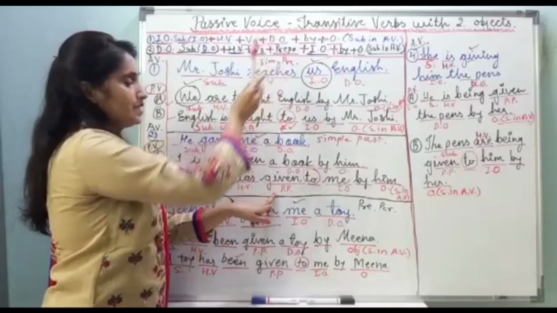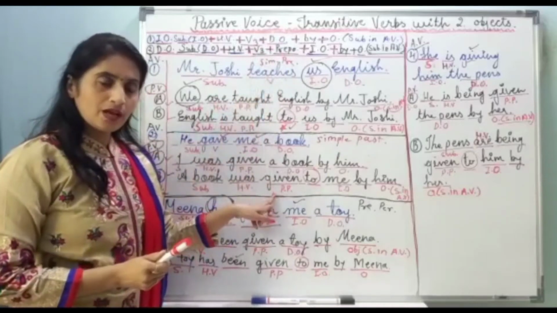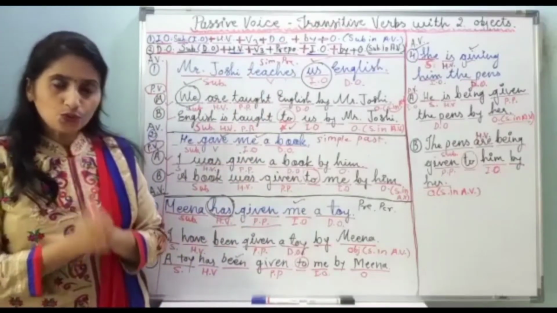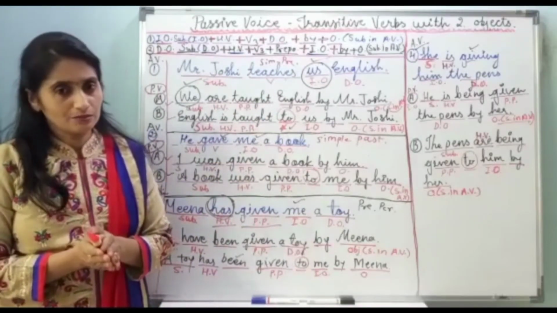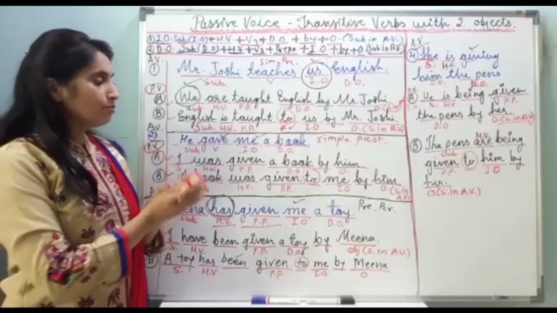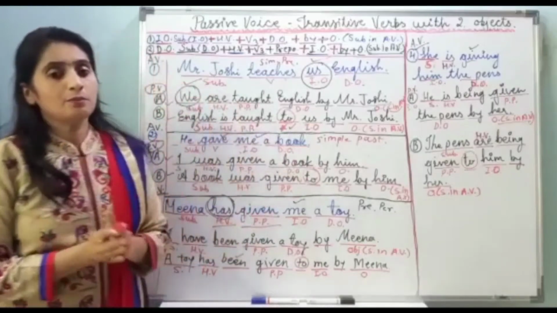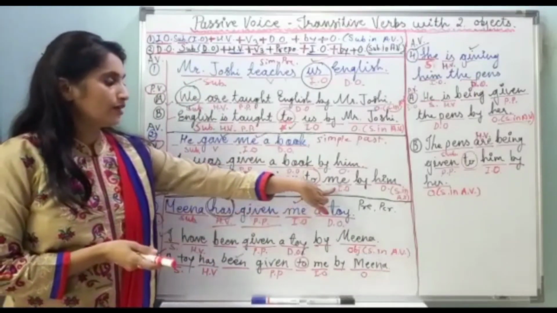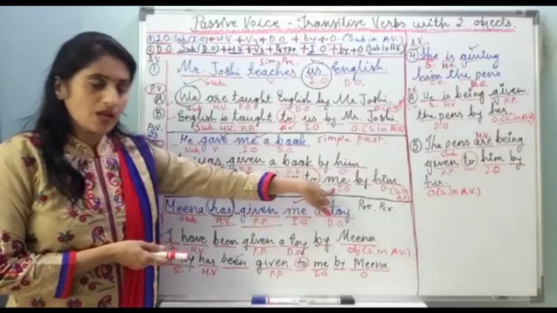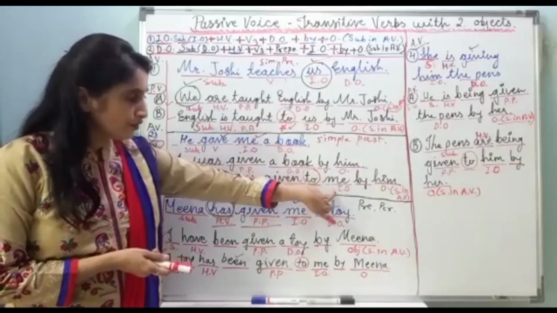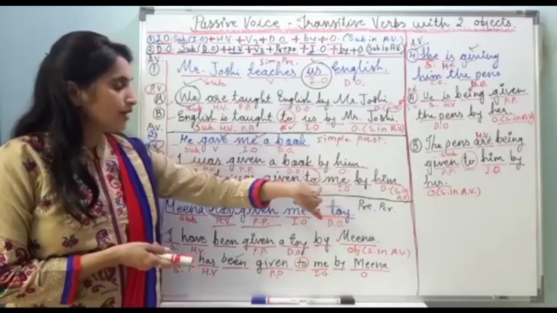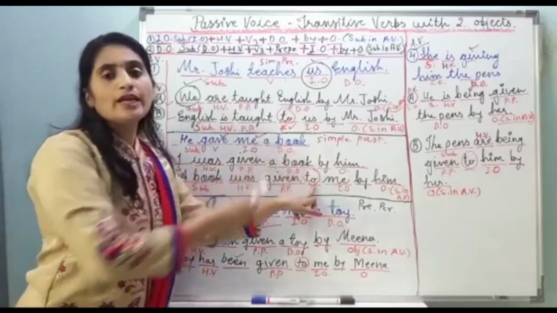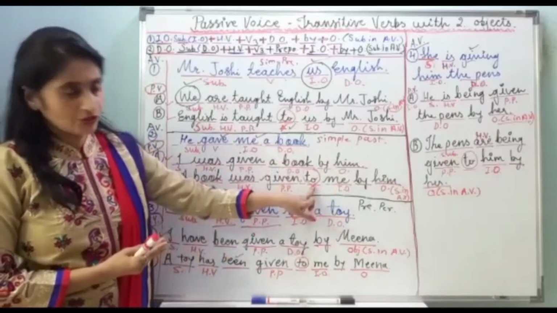Then what? Preposition. Why preposition? Because whenever we use the direct object as the subject in passive voice, we have to make use of an appropriate preposition, that is to or for, before the indirect object. And so here before this indirect object me, we have to make use of the preposition, and to is an appropriate preposition here.